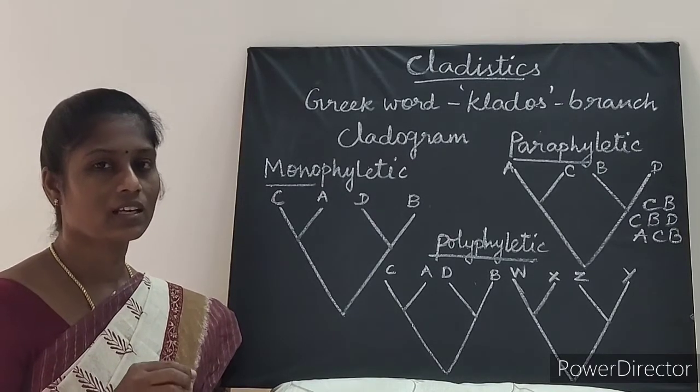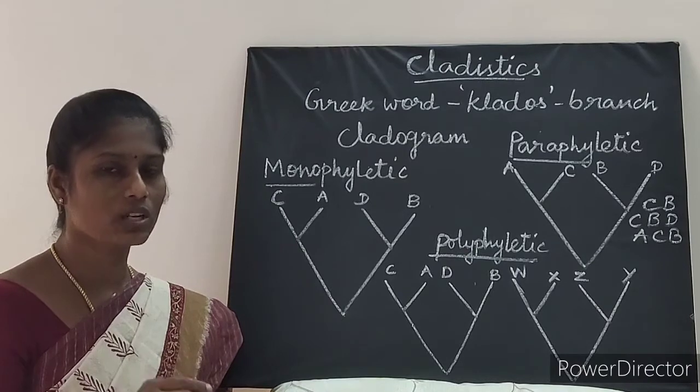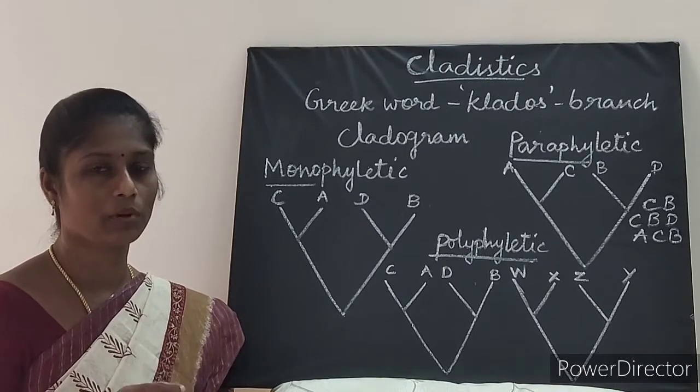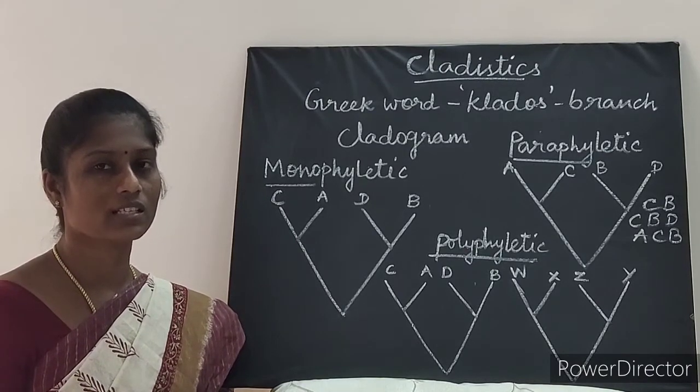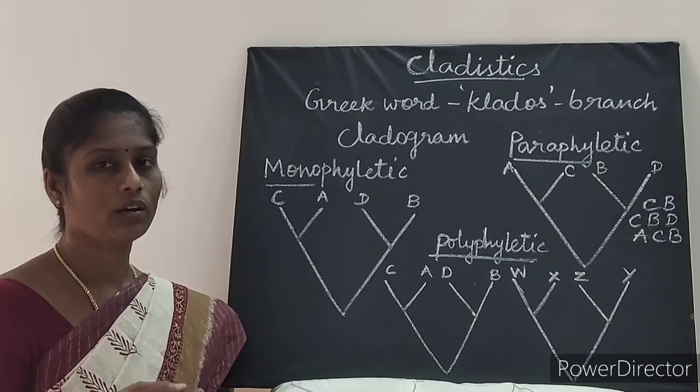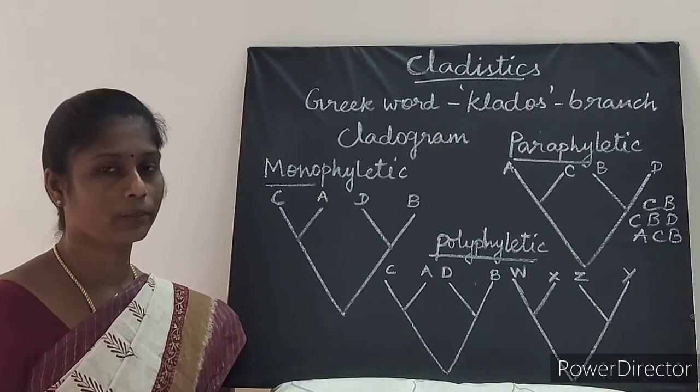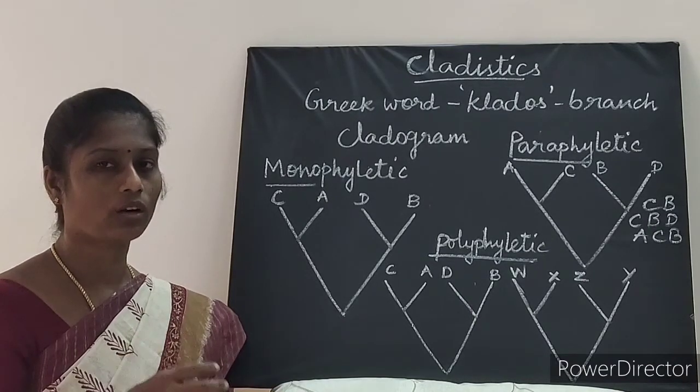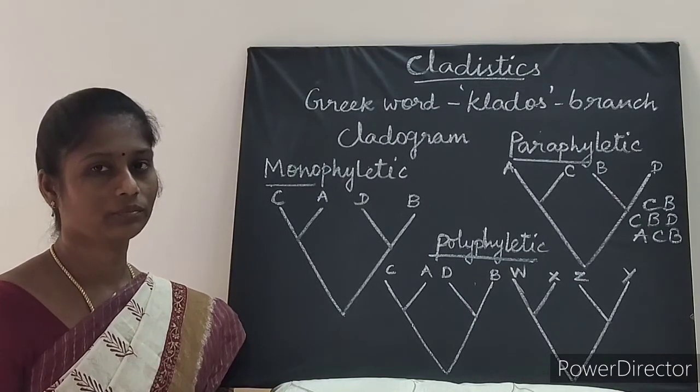Now, cladistics uses morphological characters. These clades use at least one shared character. It may be morphological, such as leaf, fruit, flower, seed and so on. And behavioral characters, such as opening of flower, nocturnal and diurnal.